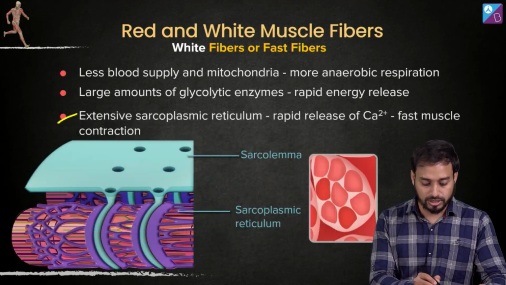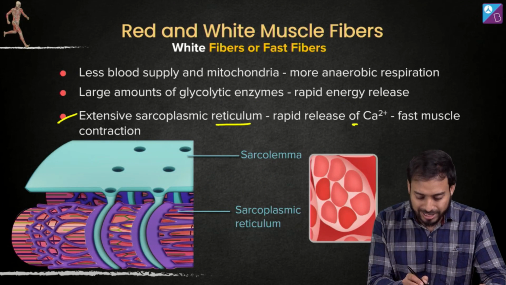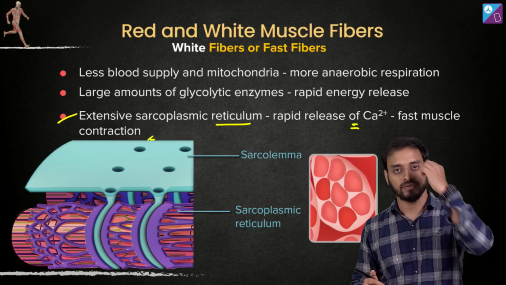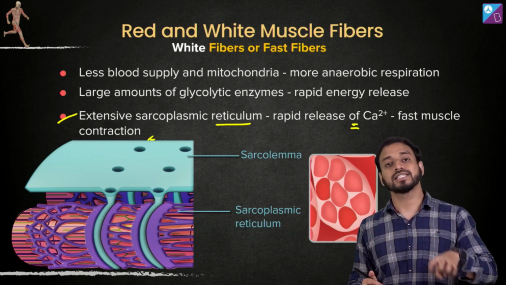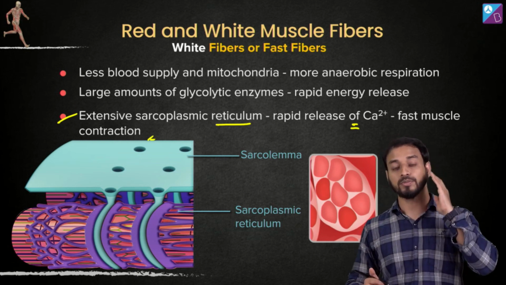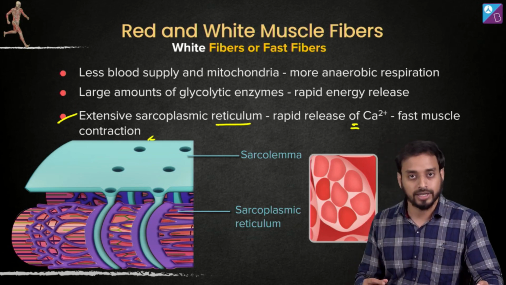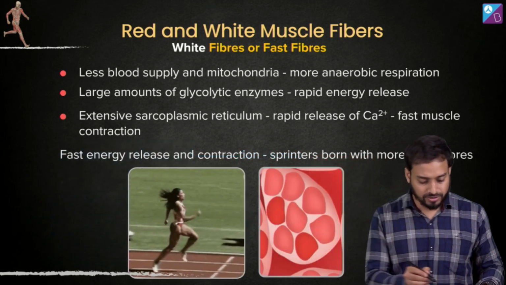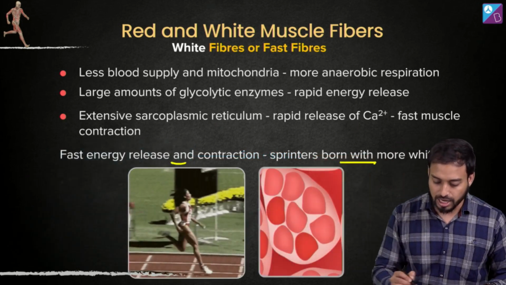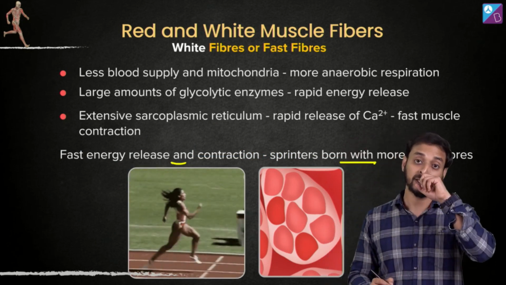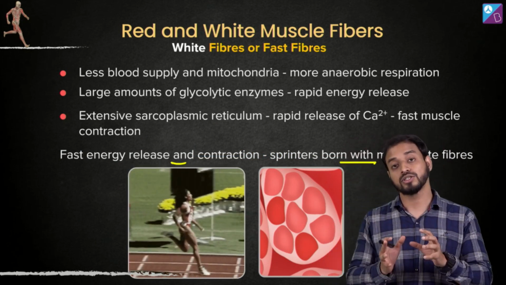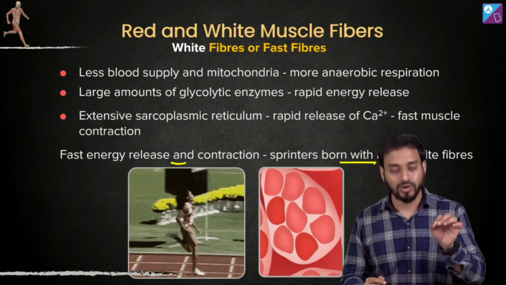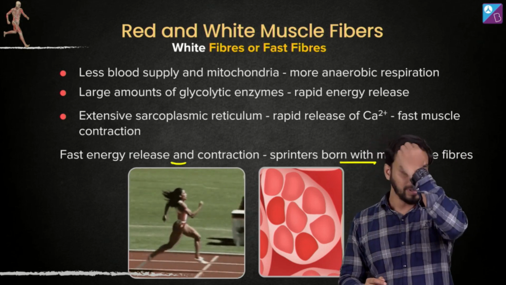So extensive sarcoplasmic reticulum, rapid release of calcium, and quick and fast muscle contraction. जल्दी जल्दी से muscle contraction होगा, पर इस तरीके से ज़्यादा देर नहीं चलेगा. Why? It can't be prolonged. It will cause muscle fatigue. समझ में आया? So here you go. Fast release of energy and contraction. Sprinters are born with more white fibers rather than more red fibers. Red fibers जहाँ पे ज़्यादा है, so वो prolonged धीरे धीरे energy काफ़ी देर तक release करेगा. But in case of white fibers, quick source of energy but not prolonged.